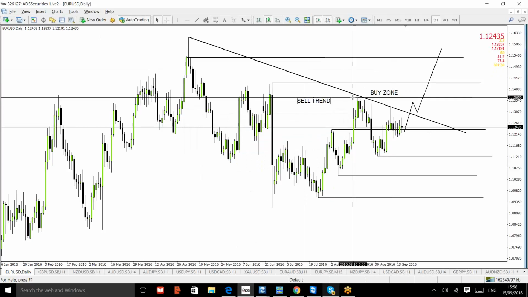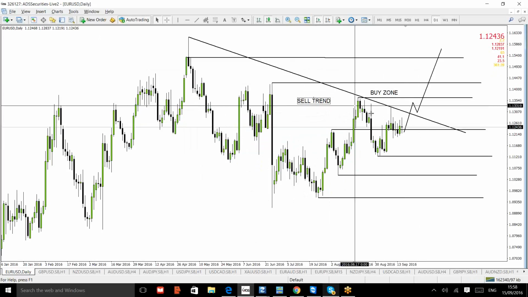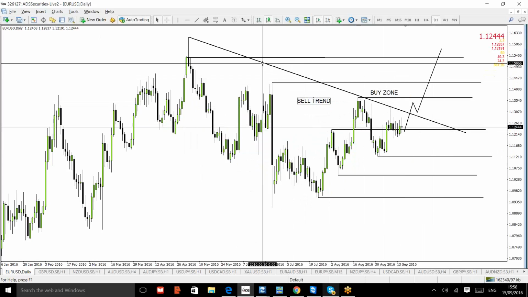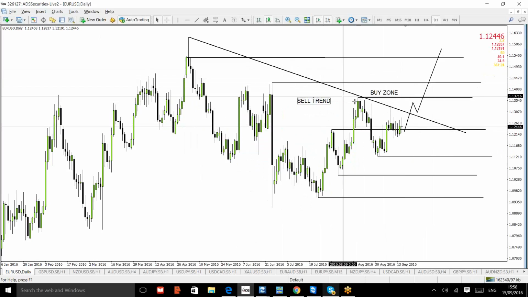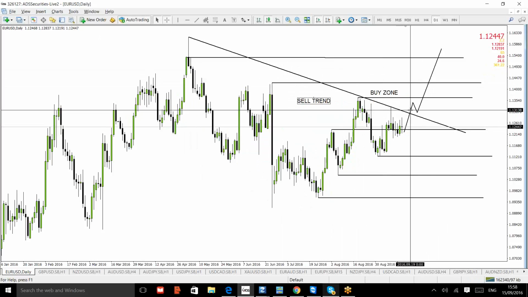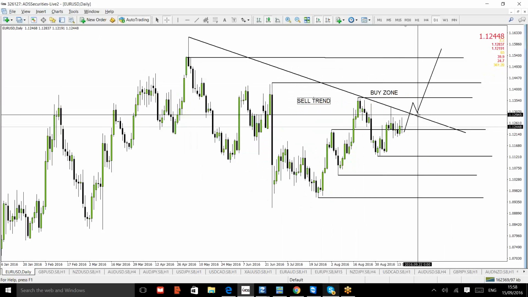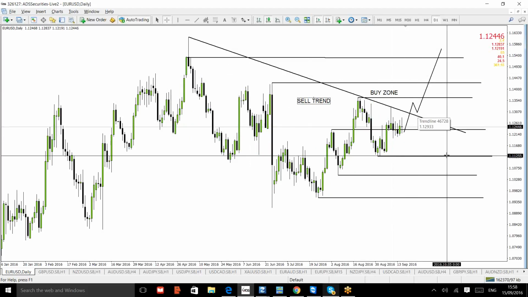The price is in a sell zone. The reason is the price is under this highest point, and there is a resistance. Pretty simple concept. There's a resistance, right? You need a break and a retest to start buying it. Otherwise, you're selling. Make sense?